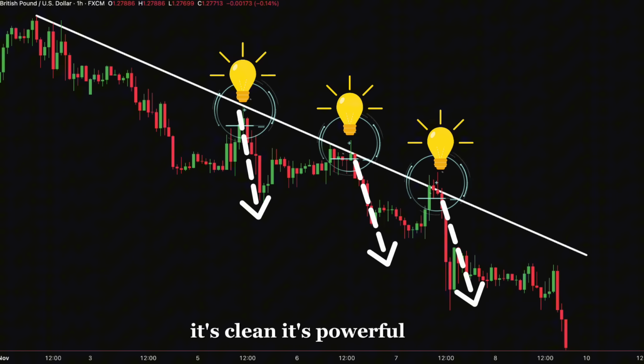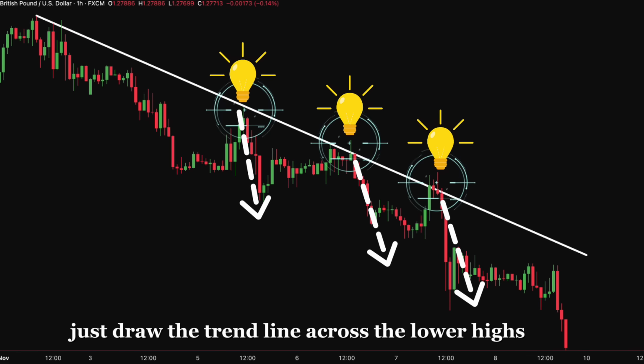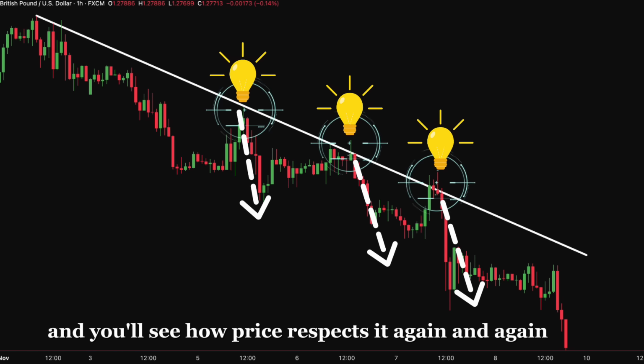It's clean, it's powerful, and yes, the same logic applies to a downtrend. Just draw the trend line across the lower highs and you'll see how price respects it again and again.